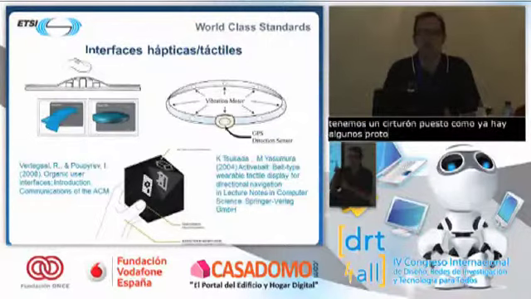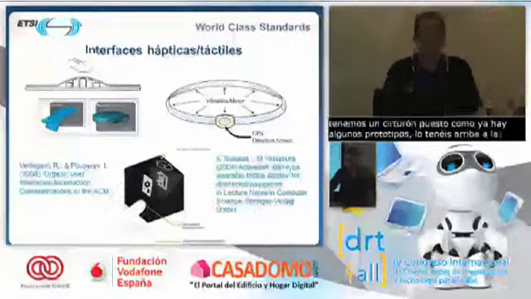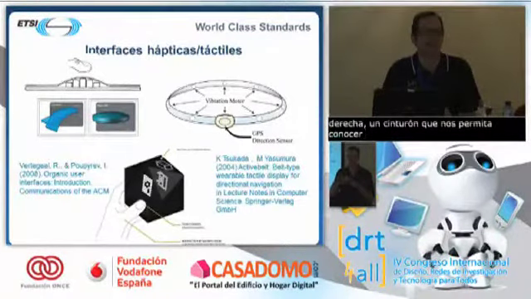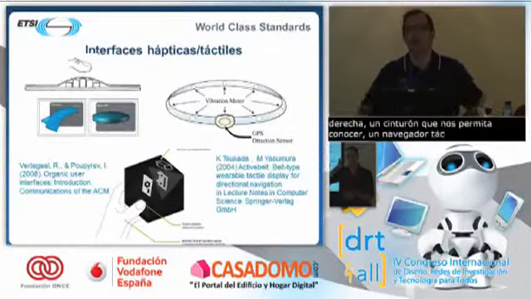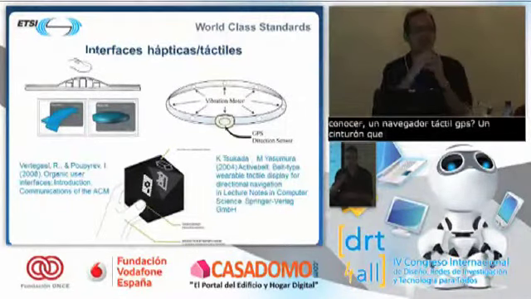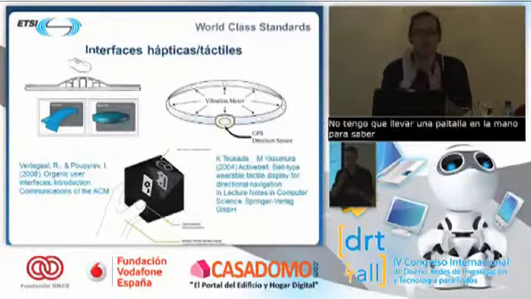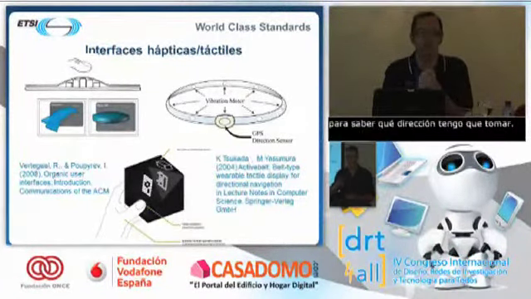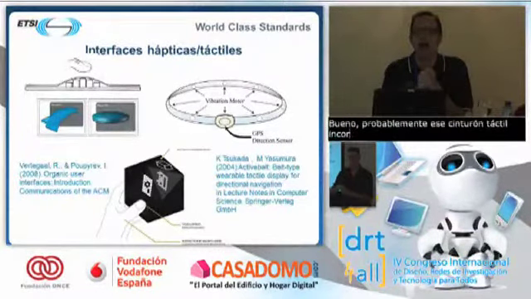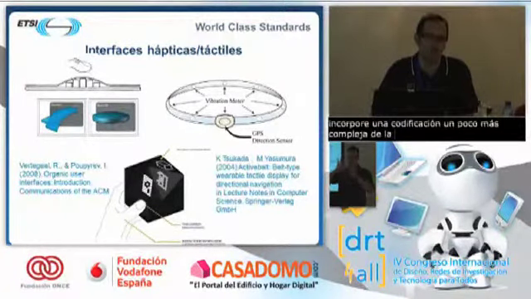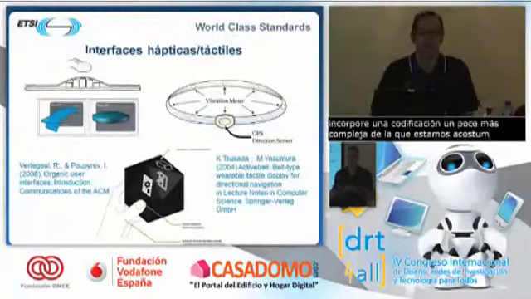There are prototypes. Here on the right, we can see a prototype of a belt which incorporates a GPS navigator, which is tactile. Now, this could be very interesting because I wouldn't have to have a screen in my hand to know which direction I should go in. So, this tactile belt could incorporate a more complex coding system than the one we're used to in a phone, for example.